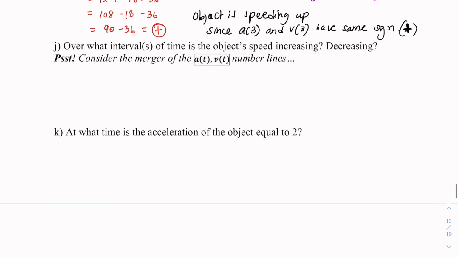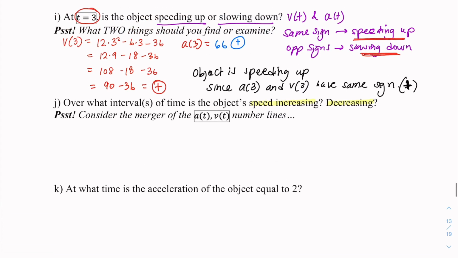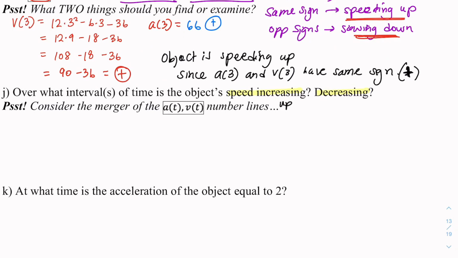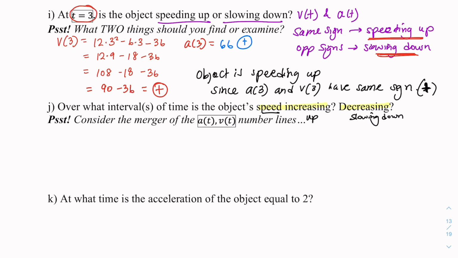Okay, for part J, it says, on what interval of time is the object's speed increasing or decreasing? So these are exactly the same thing as saying speeding up or slowing down. So we'll, just like before, use A and V to compare. Well, what makes this problem different from the last problem? Because you might be saying, well, if speed increasing means speeding up, didn't we already answer that question? And speed decreasing means it's slowing down. We already answered that too. What's the key difference here?